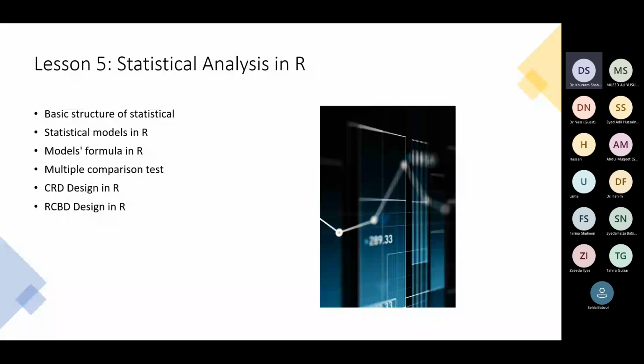Today's lesson is statistical analysis. In today's lesson, we will see the basic structure of statistical analysis in R. How does R deal with this structure? What is the structure, the function or formula that R uses? We will see which statistical models in R we can use, and the model formula in R. Then multiple comparison, where we will do ANOVA and comparison, and then CRD or RCBD designs in R. We will see how R can perform that. Okay, we will move towards the lessons.